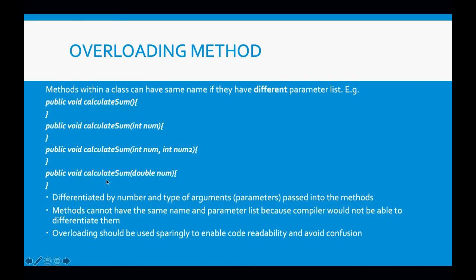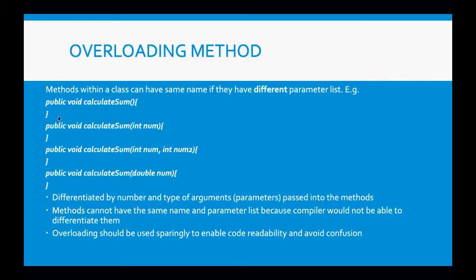Like I said earlier, methods cannot have the same name and parameter list because the compiler will not be able to differentiate them. But if they have the same name and different parameter lists, the compiler is able to differentiate because they are not equal. You can have calculate sum with 1 parameter, 2 parameters, 3 parameters. They can be differentiated. So overloading is useful for that, but it should not be used too much. It should be used sparingly to enable code readability and avoid confusion.